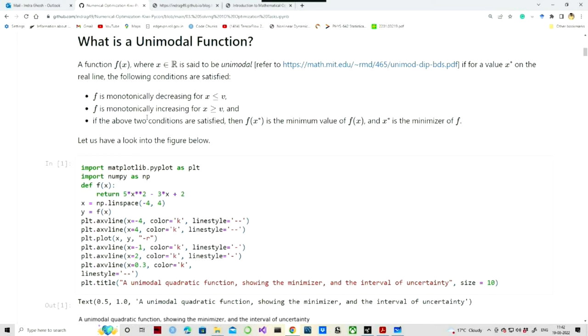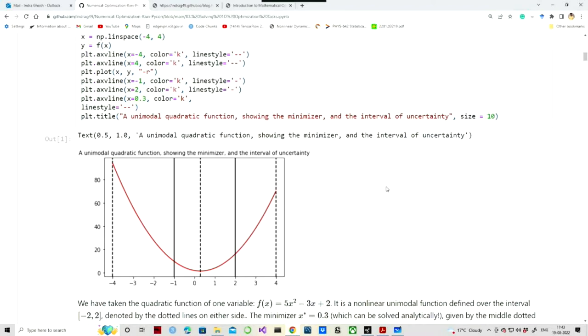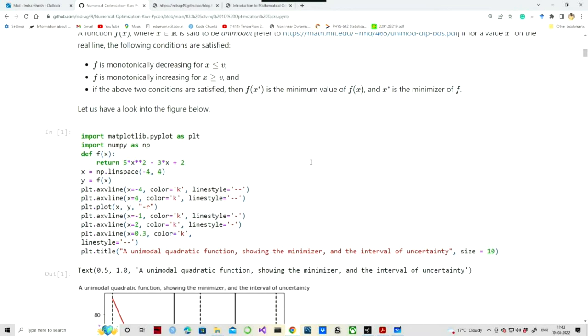Suppose like this. For a particular point here, which is slightly greater than zero, you can see that the function decreases and then it starts increasing. So it monotonically decreases and then monotonically increases. If the above two conditions are satisfied, then f of x star is a minimum value. This can be understood from intuition itself: f of x star is the minimum value of f of x, and x star is the minimizer of f.